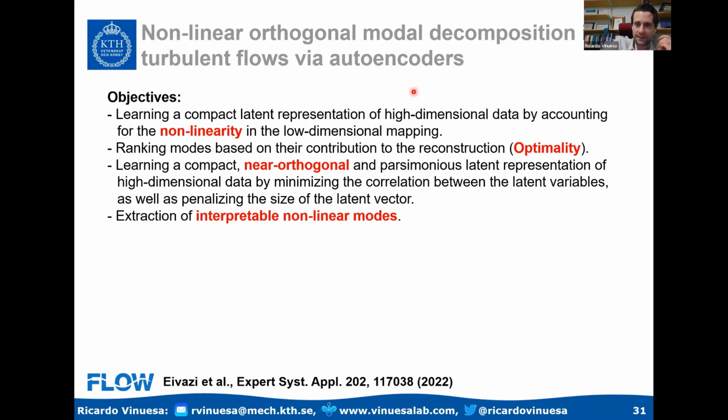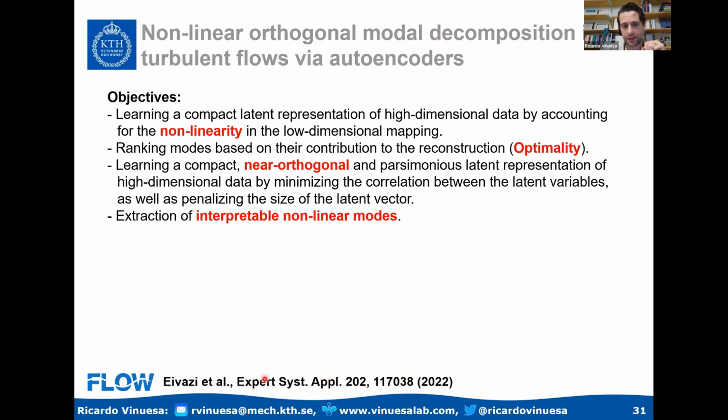What we want to do here is to use autoencoders, which are deep neural networks which embed the nonlinearity, while retaining the orthogonality property and being able to get a hierarchy of modes which have descending contributions to the reconstruction. And that's what we're going to try to do. This is work by Hamidreza Eivazi, also in my group, published in Expert Systems with Applications.